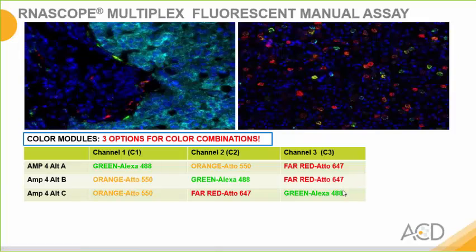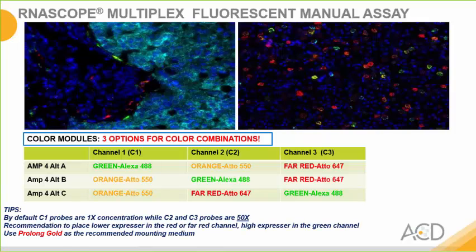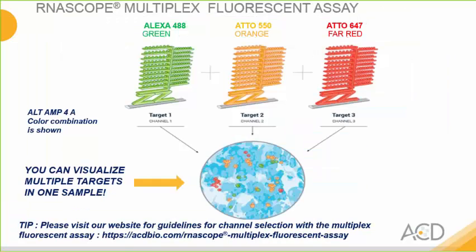So 2 things to note is that far red is not really visible by eye. And then the green is the least distinct from tissue autofluorescence. So we recommend to put low expressors in red or far red and high expressors in green. Also, we recommend to use the ProLong Gold as a mounting media for this assay. So please visit our website for channel selection guidelines.